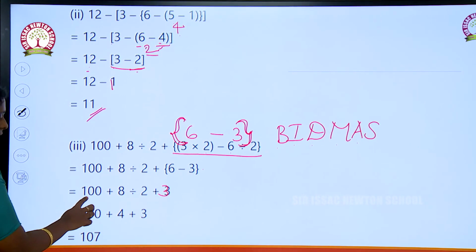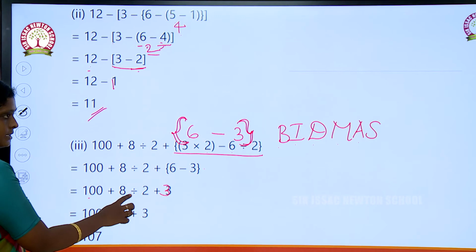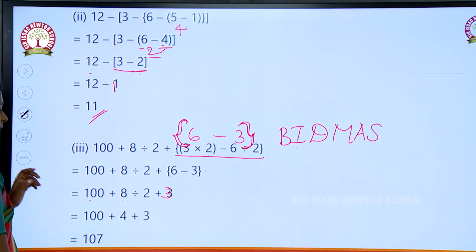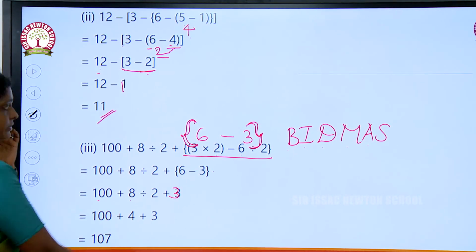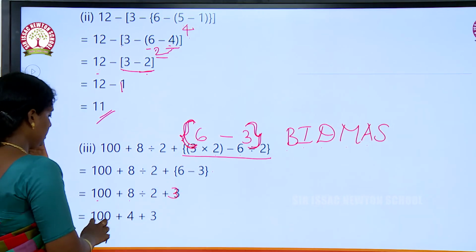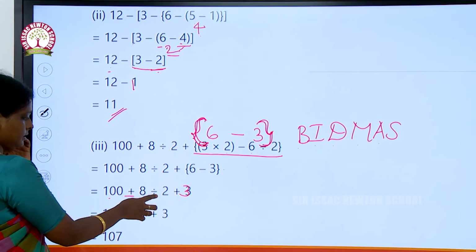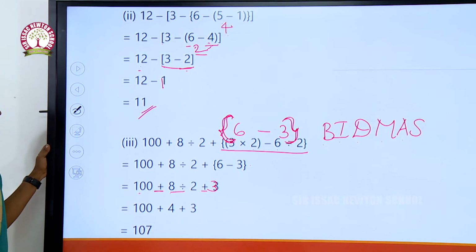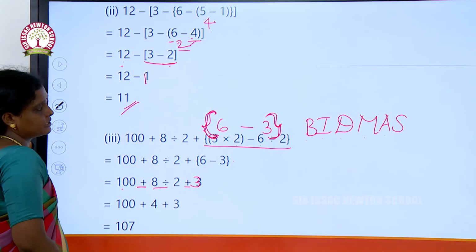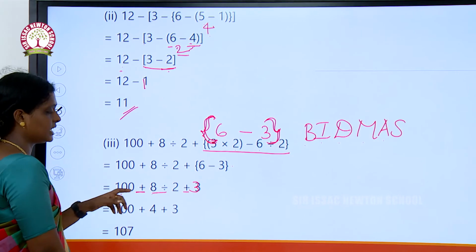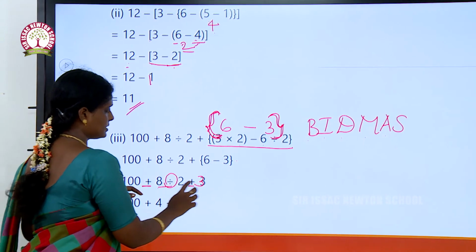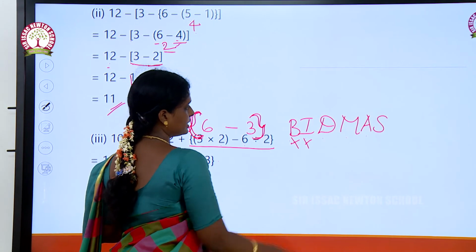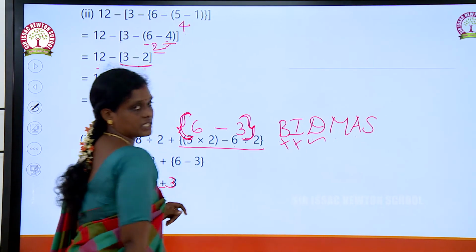So see, 100 plus 8 divided by 2 plus 3. Okay. Now what will you do? We have finished the brackets, right? Okay. Here we are having a plus, addition, division and again addition. So which one we have to solve first from this? Yeah, we have to do the division. See, we have completed the brackets and we don't have indices here. Then you have to do the divisions, right?